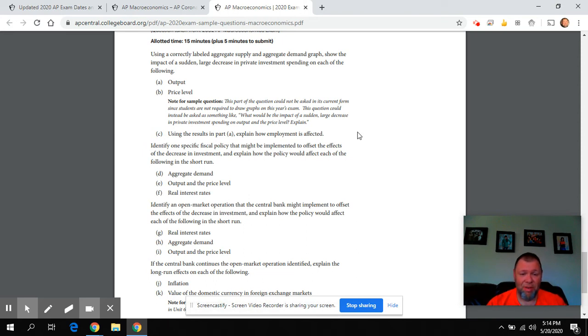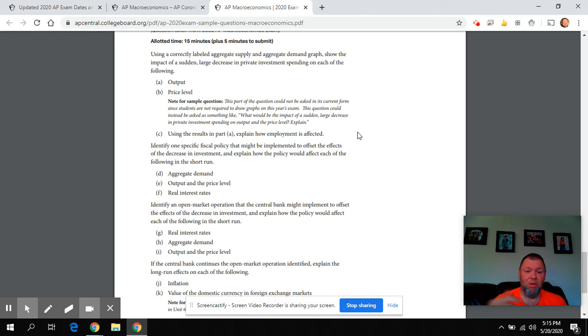Identify a specific fiscal policy that might be implemented to offset the effects of the decrease in investment. And if you're not sure what will happen to investment, there it just tells you, right? Explain how the policy would affect each of the following. So remember, fiscal policy is only taxes and spending. So if aggregate demand is decreasing, we need an expansionary fiscal policy. You're either going to cut taxes or increase government spending. It just says to identify one. So whichever one you pick is fine.